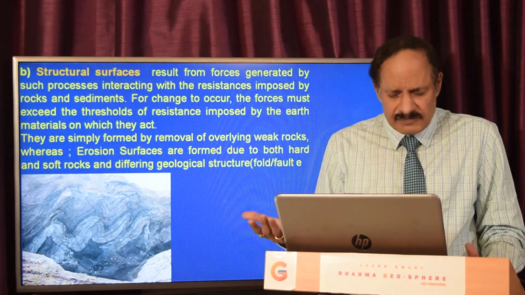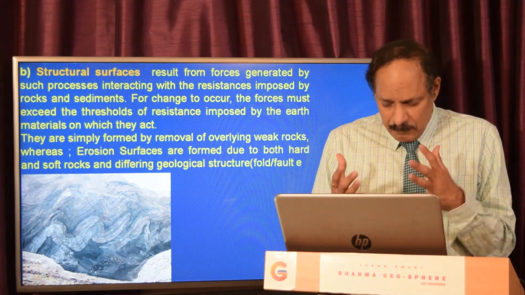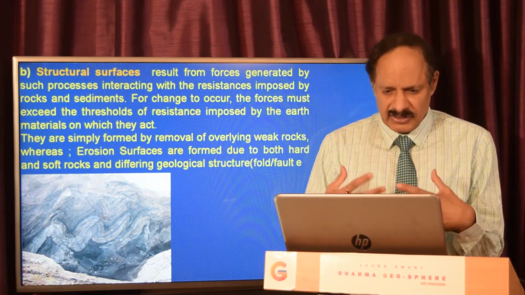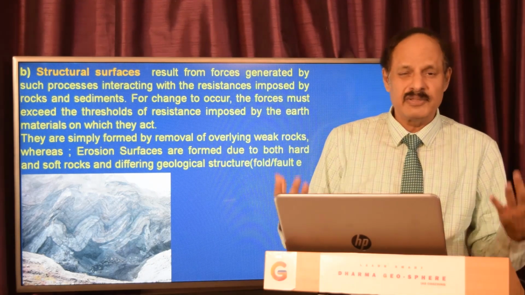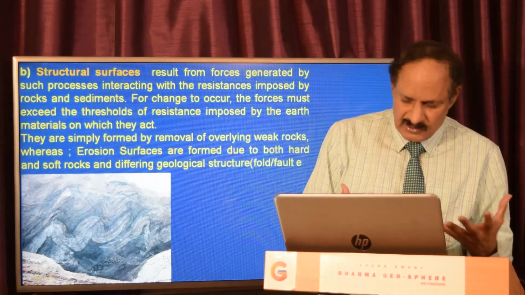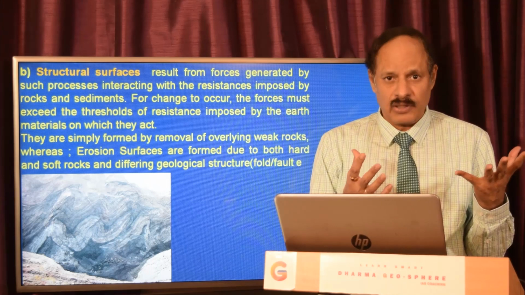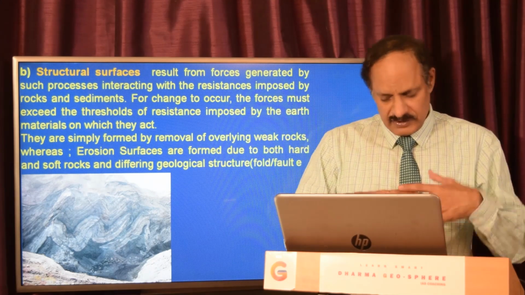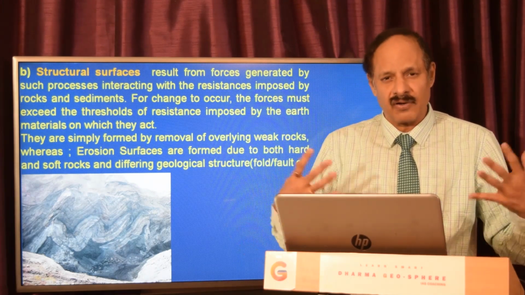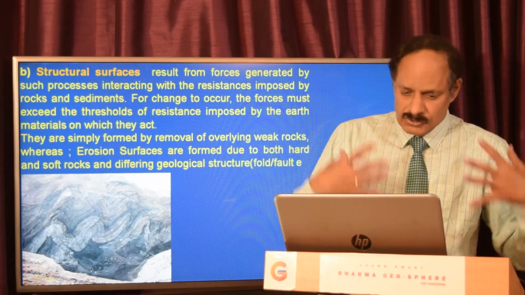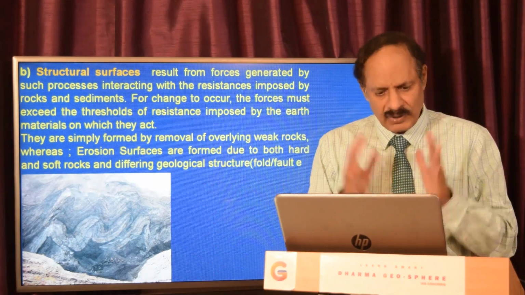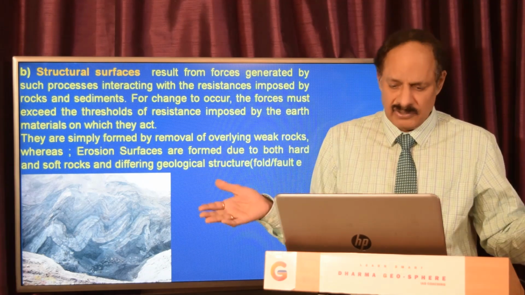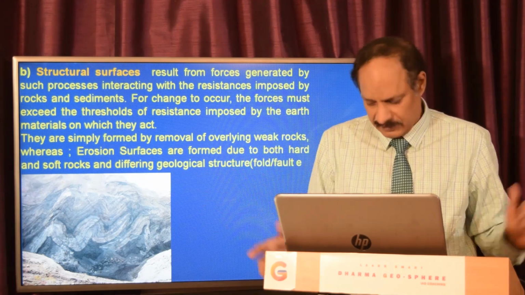Then the structural surfaces are basically generated by processes interacting with the resistances imposed by rocks and sediments. Generally, in structural surfaces the weak rocks are eroded, whereas in erosion surfaces, irrespective of whether the rock is weak or resistant, hard or soft, they get eroded. So the erosion surfaces are formed due to both hard and soft rocks and different geological structures like fold, fault, etc.